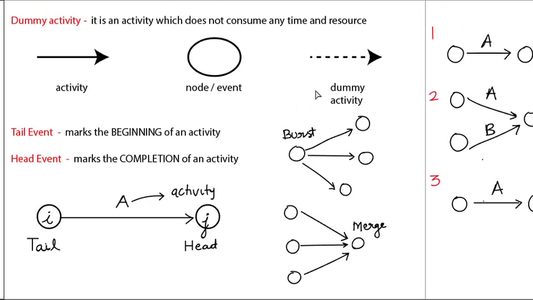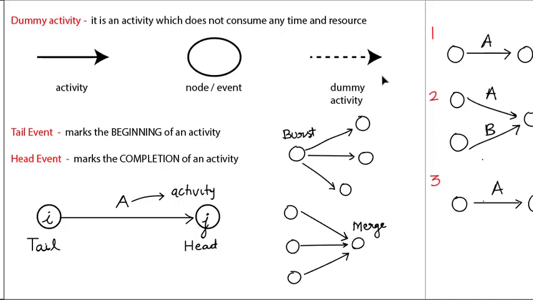Then comes a dummy activity. You can introduce a dummy activity in a project network diagram. It is an activity which does not consume any time or resources. It's just for namesake, just to make the project network diagram more sensible. An activity is denoted by an arrow. The arrow mostly flows from left to right. The node or event is denoted by a circle, and a dummy activity is denoted by a dotted arrow.